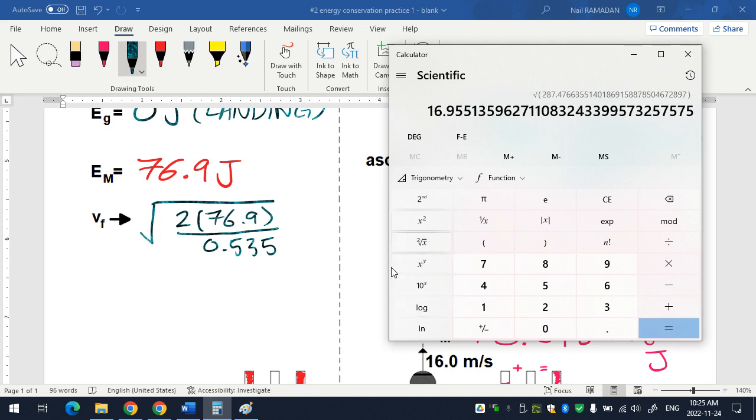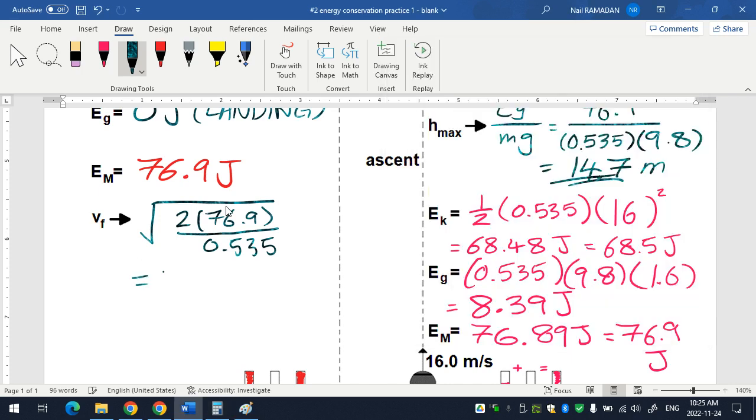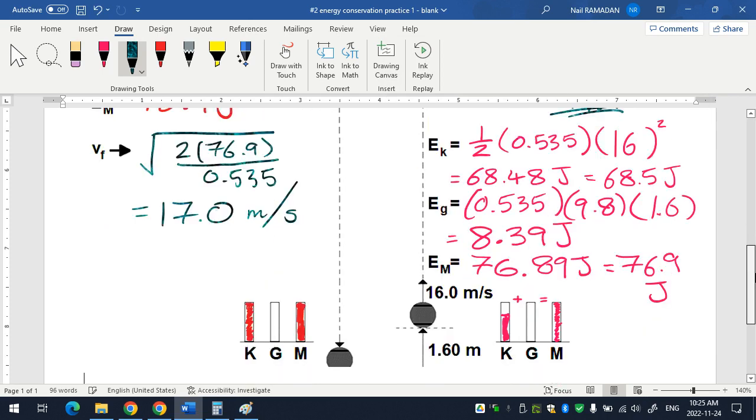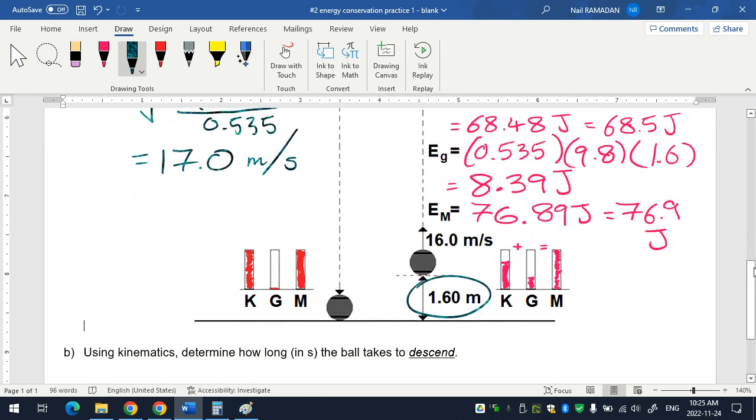Okay. What's the proof that this answer makes logical sense? What did it start with? 16, 0. If it comes back to the same height, it comes back to what speed? 16. Exactly. That little bit more was the extra acceleration over 1.6 meters of distance. So what would this be? It would be 17.0. Yes. 17. Done. That's it. Welcome to energy conservation.